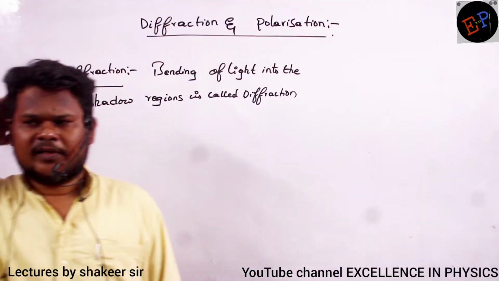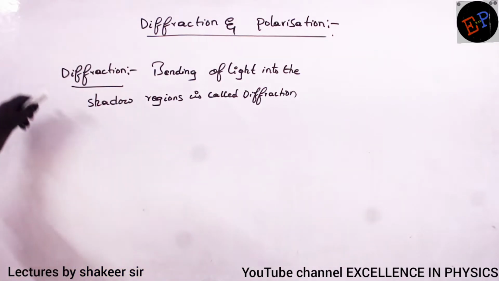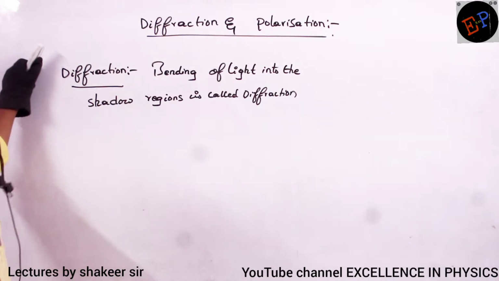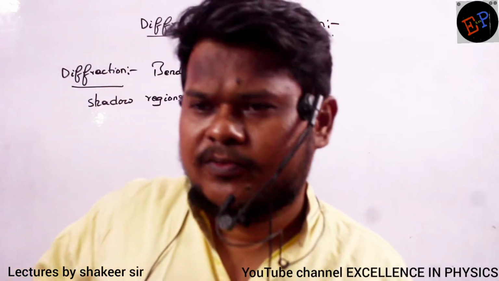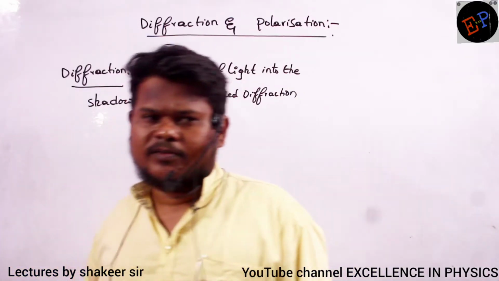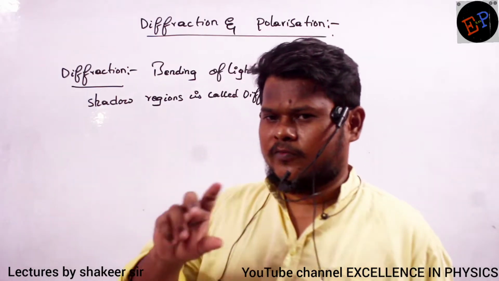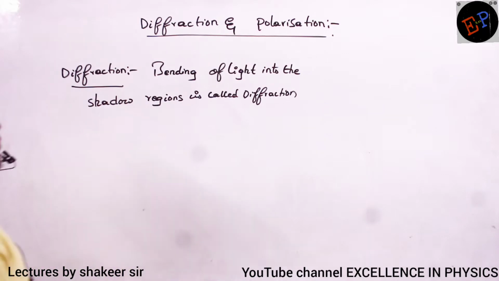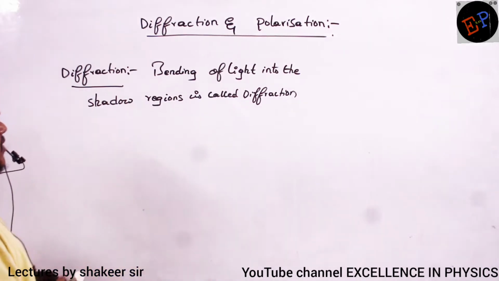So the last topic in wave optics is diffraction of light and polarization of light. These two are wave properties of light. That's why it is called wave optics. In ray optics we study straight line properties. In wave optics we study wave properties of light. So what is meant by diffraction? Bending of light into the shadow regions is called diffraction.